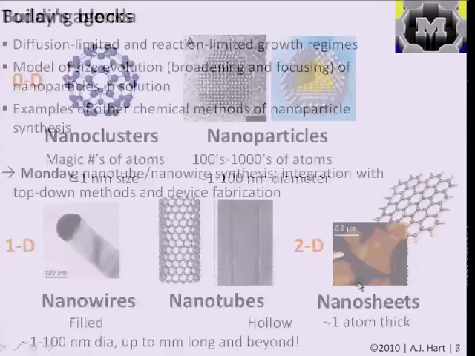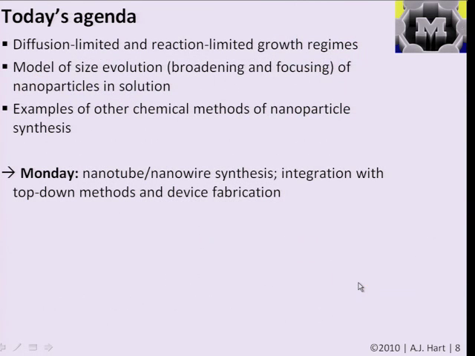So then today we're going to transition from nucleation to growth, and we'll address what's called diffusion-limited growth and reaction-limited growth. And then we'll use these basic ideas and definitions to build a model of the evolution of the size of nanoparticles in solution. What governs whether the size distribution broadens or focuses, whether the standard deviation increases or decreases.